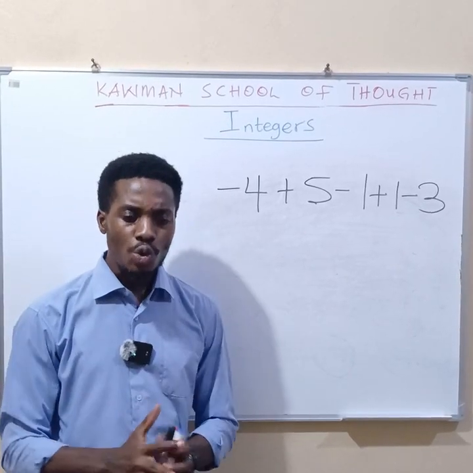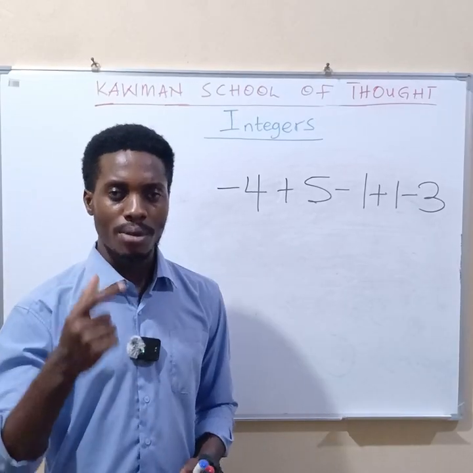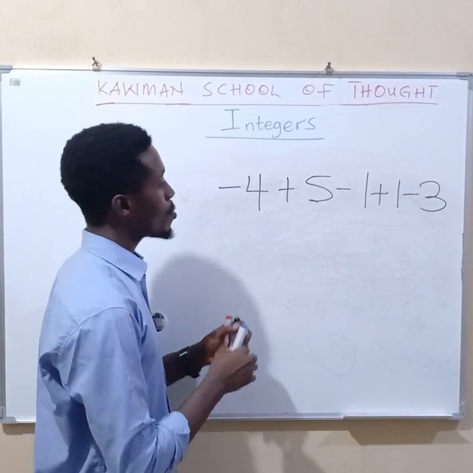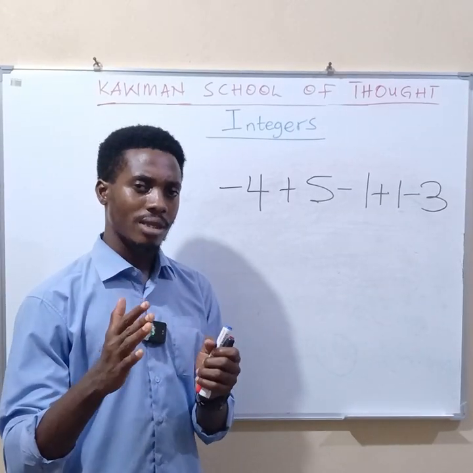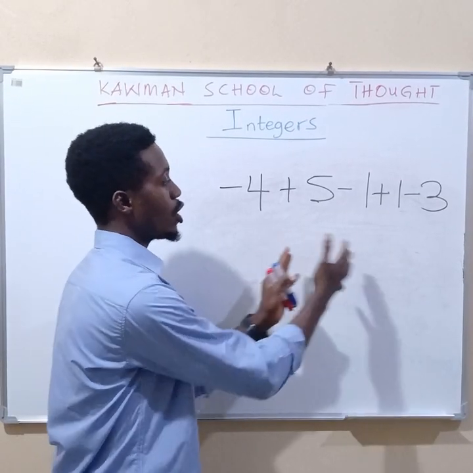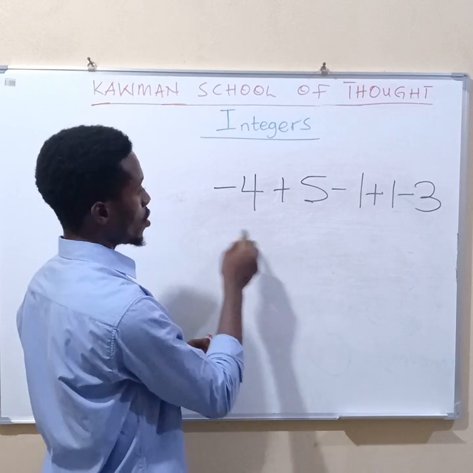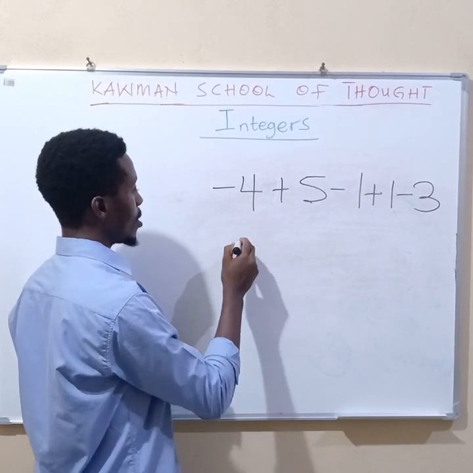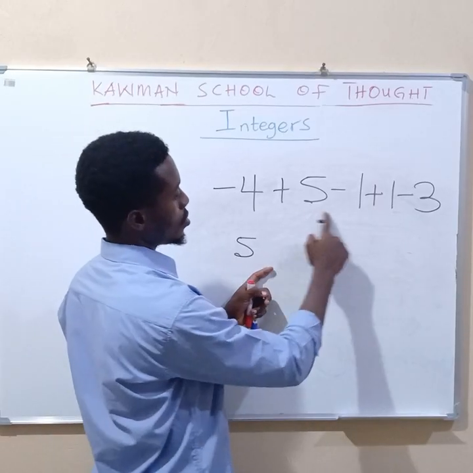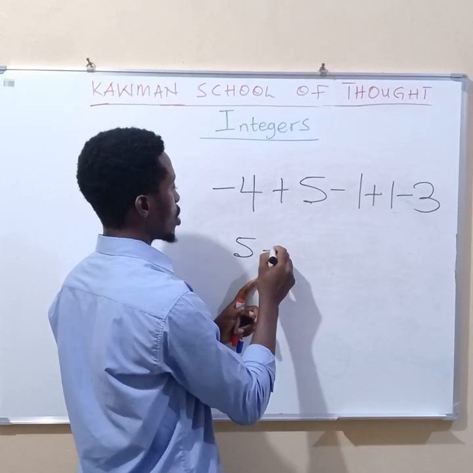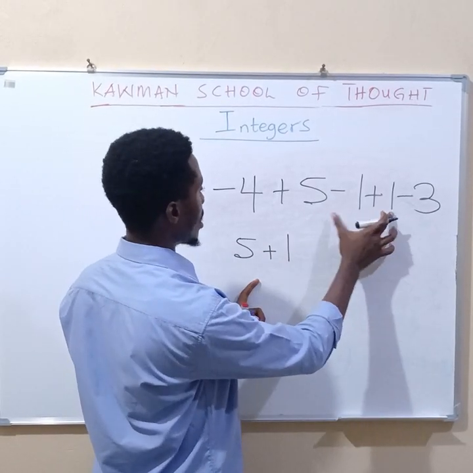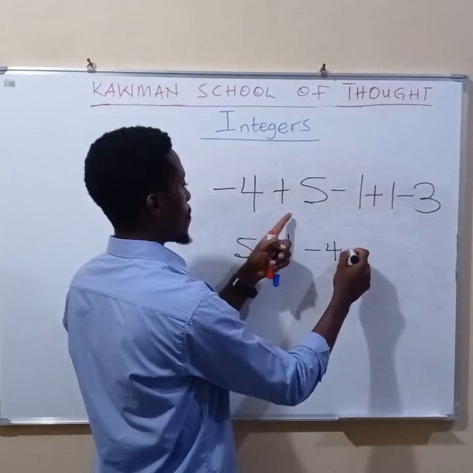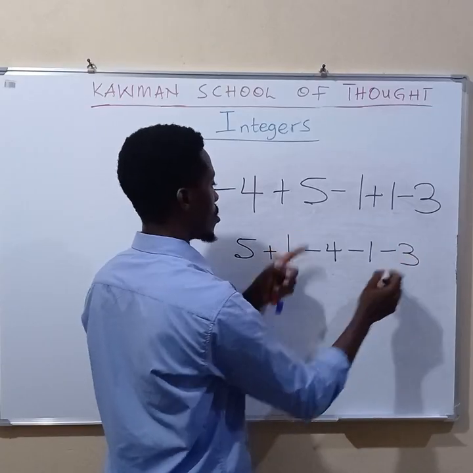We are going to use a very simple concept in algebra called grouping like terms. Alright, so we are going to group like terms. We are going to group all the positive numbers. I like to put them on the right hand side and all the negative numbers on the left hand side. So looking at this, I have negative 4, then positive 5. So plus 5, I put it here. Then what's the other positive number? 1. So plus 1. And I think these are the only positive numbers. The rest are negative. So negative 4 minus 1 minus 3. Have you seen it?